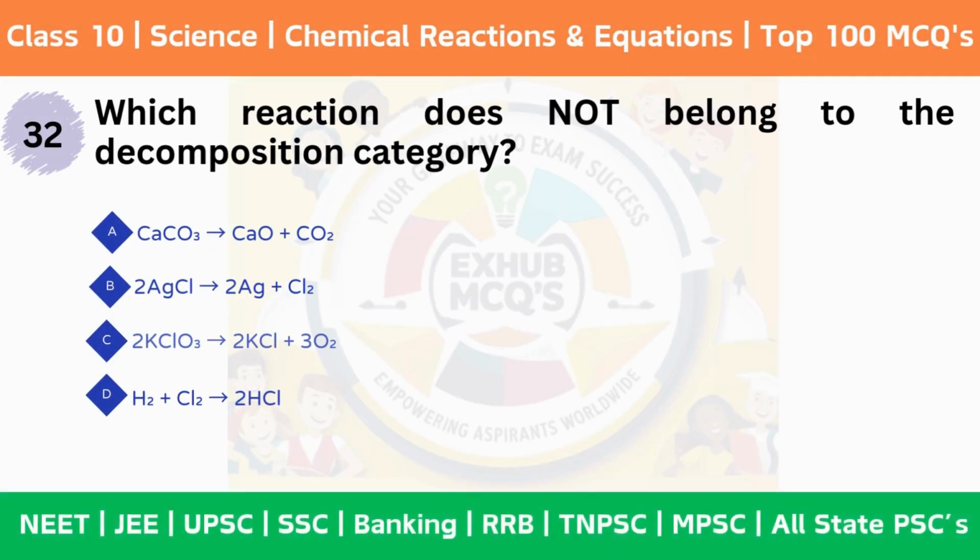MCQ 32. Which reaction does not belong to the decomposition category? Option A, calcium carbonate decomposing into calcium oxide and carbon dioxide. Option B, silver chloride decomposing into silver and chlorine gas. Option C, potassium chlorate decomposing into potassium chloride and oxygen. Option D, hydrogen and chlorine combining to form hydrogen chloride.